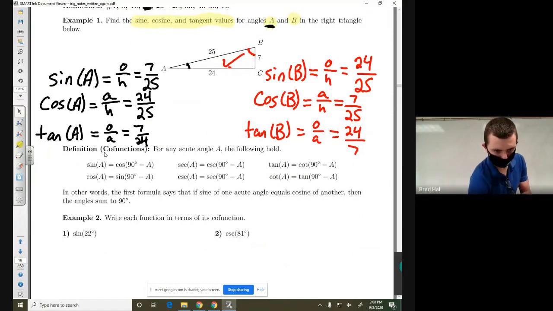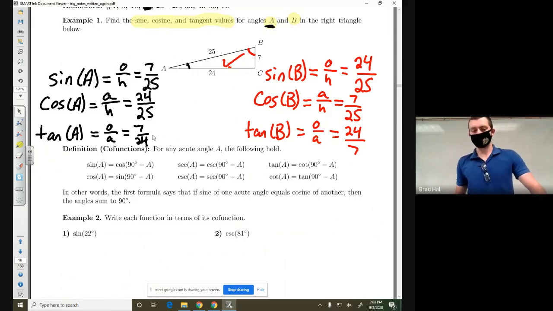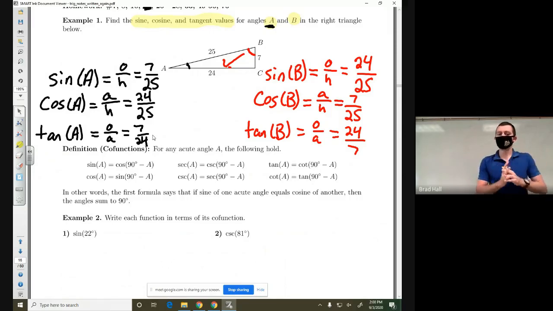So let's scroll down a little bit, and we're going to talk a little bit about cofunctions. So we've related trigonometric functions by reciprocals. Sine and cosecant are reciprocals. Cosine and secant are reciprocals. Cotangent and tangent are reciprocals. But we can also associate certain pairs of functions by this idea of cofunctions, as in one is simply a shift of 90 degrees from the other.